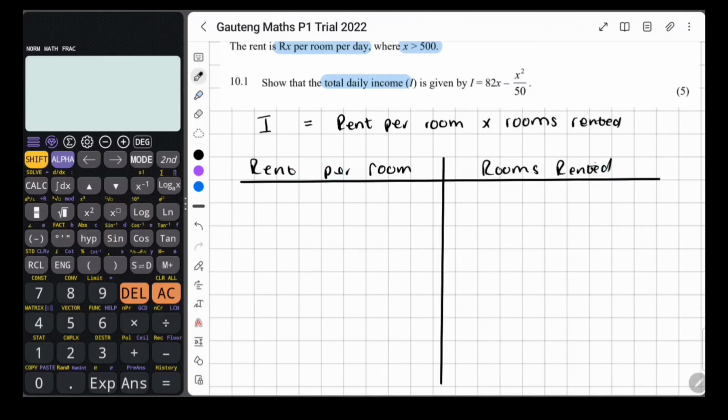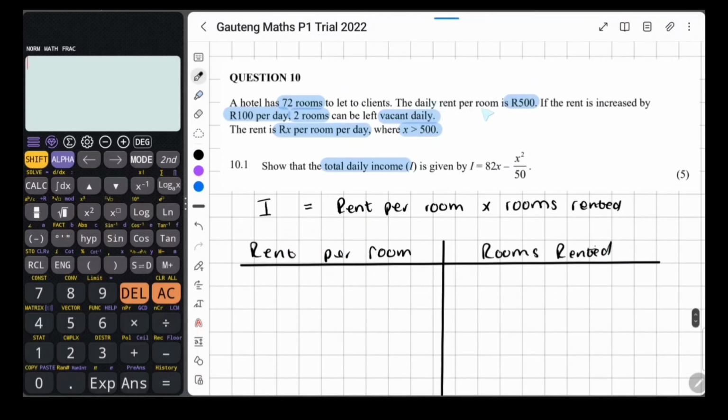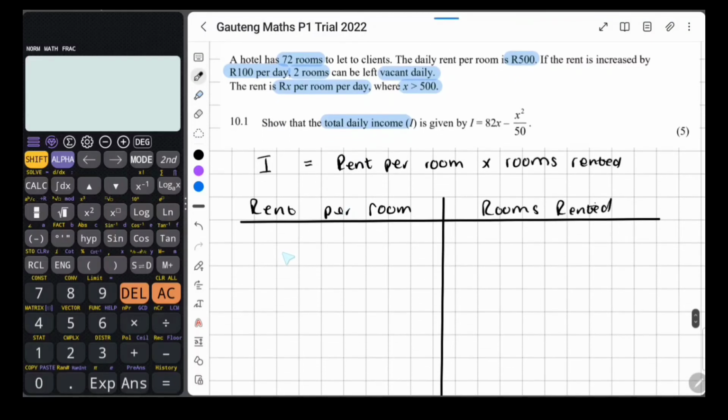So let's look at the rent per room. Remember that they said that the daily rent per room is 500 Rand. So it's basically starting at 500 Rand. And if the rent is 500 Rand, they also tell us that a hotel has 72 rooms. So this is where it has not been increased by 100 Rand yet. So where the rent is 500 Rand, the rooms available is 72. Then they tell us if the rent is increased by 100 Rand per day, 2 rooms can be left vacant. So 2 rooms will be left open or empty, meaning a total of 70 rooms have been rented.